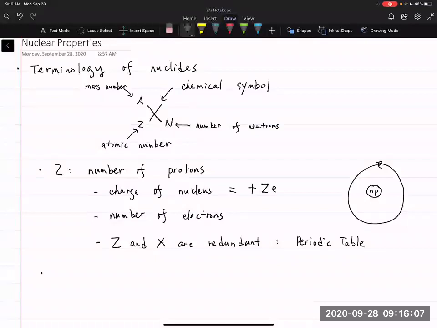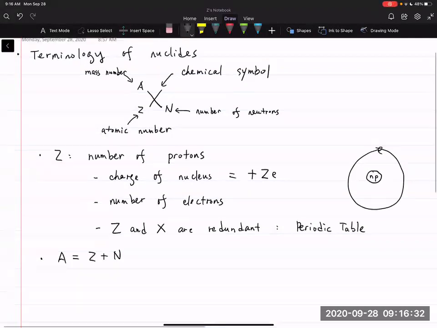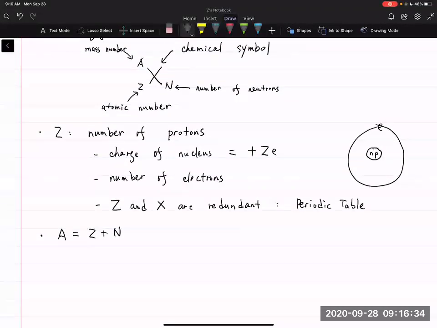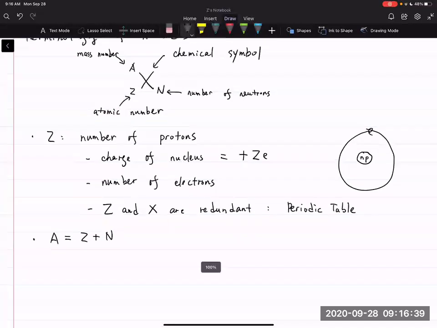We know inside the nucleus are neutrons and protons. Z is the number of protons, and N is the number of neutrons. So this mass number A will be equal to Z plus N, the number of protons plus the number of neutrons. So this mass number is really the total number of nucleons.